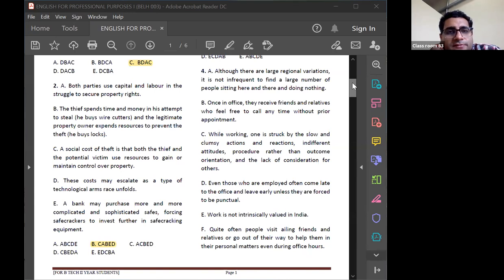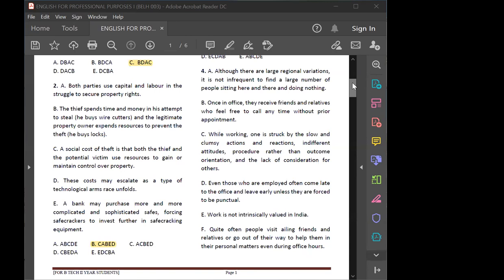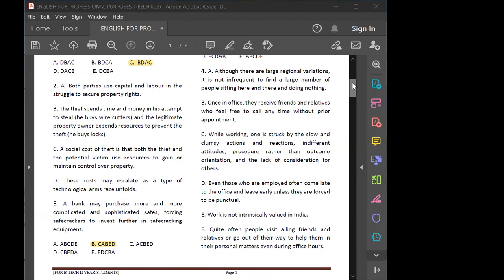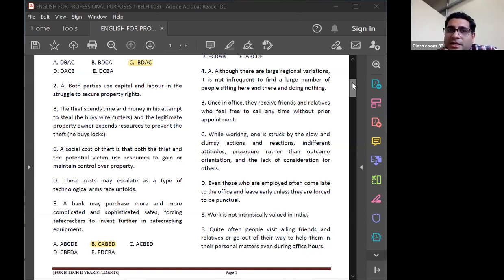If I say although there are large regional variations, it is not infrequent to find a large number of people sitting here and there and doing nothing. Now, if I say that even those who are employed often come late to the office and leave early unless they are forced to be punctual. Yes, sir, it can be. But what about E? What's the potential of E? Can it be the opening statement?